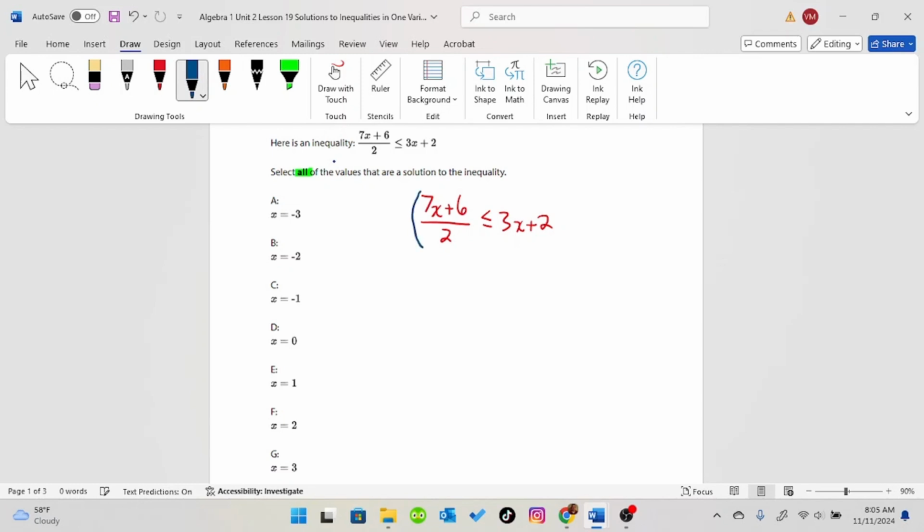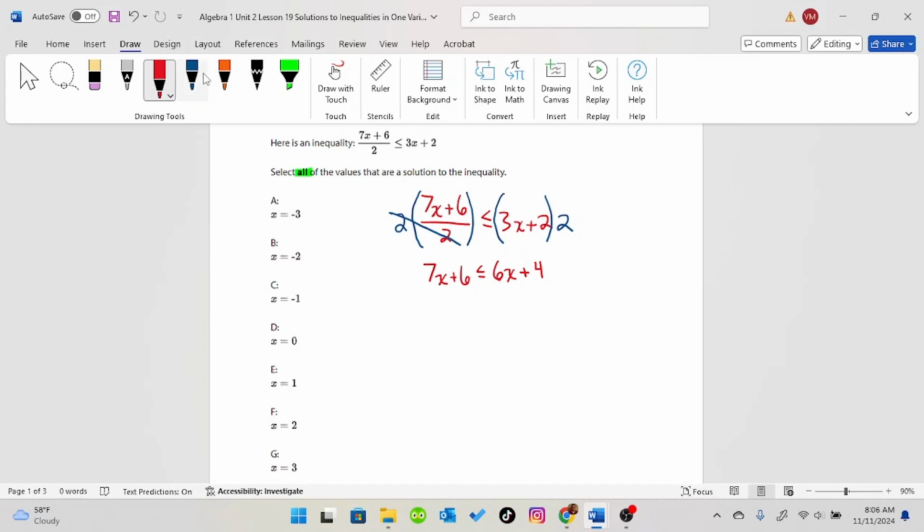I can do that by multiplying by the denominator, in this case 2. But if I multiply the left side of the inequality by 2, I must multiply the right side of the inequality by 2 to keep it equal. The 2's cancel each other out on the left, and we are left with 7x plus 6. On the right side, 2 times 3x is 6x, and 2 times 2 is 4.